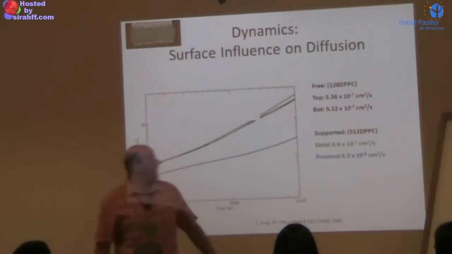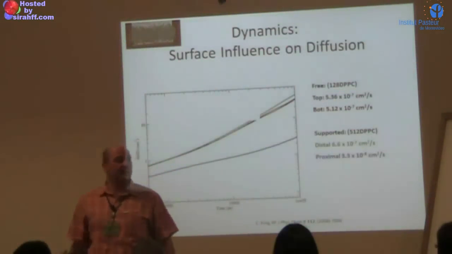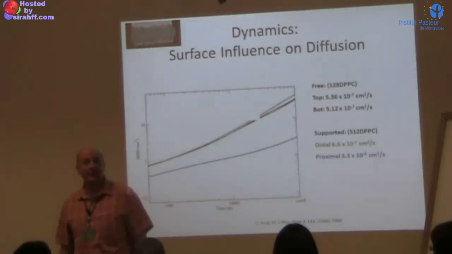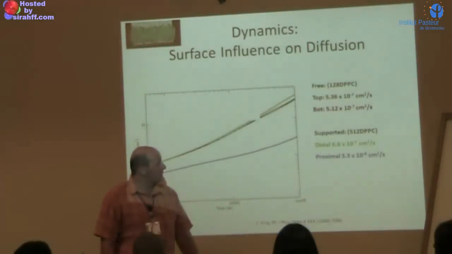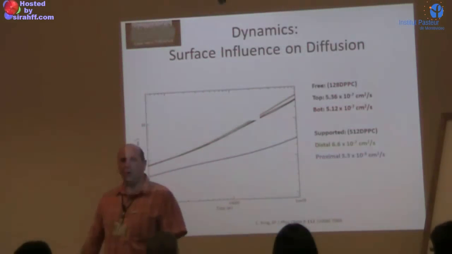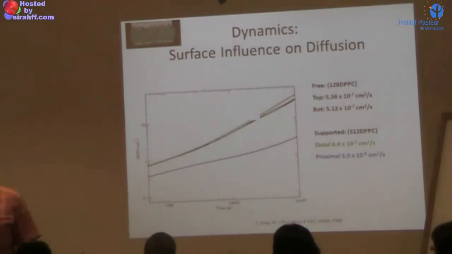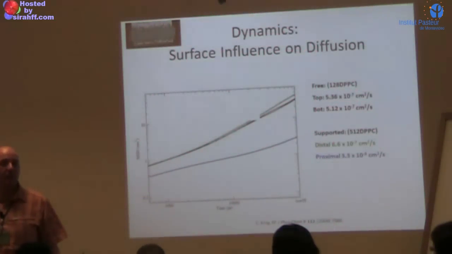The green and the red and the blue are the supported bilayer. You see that the green one, which is the distal leaflet, is essentially the same as a free bilayer, whereas the blue one, which is the proximal leaflet, is slower by about an order of magnitude, which is reasonably comparable to experiments.